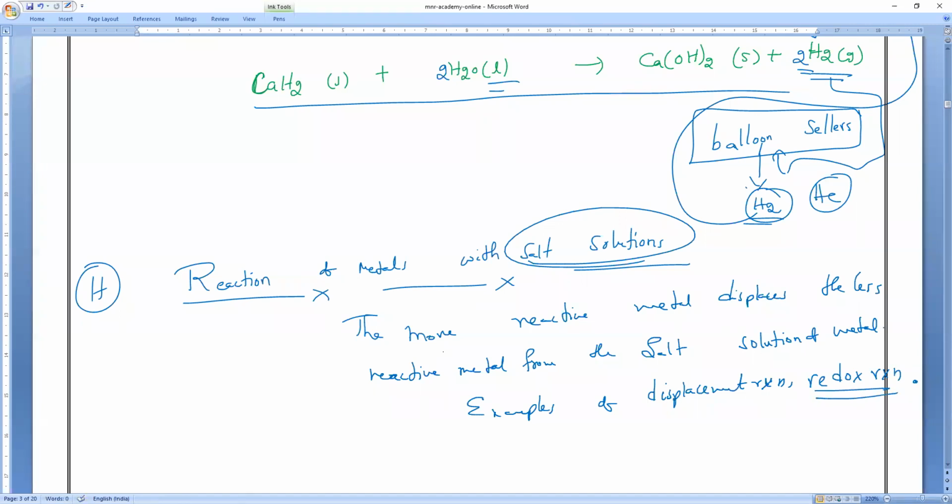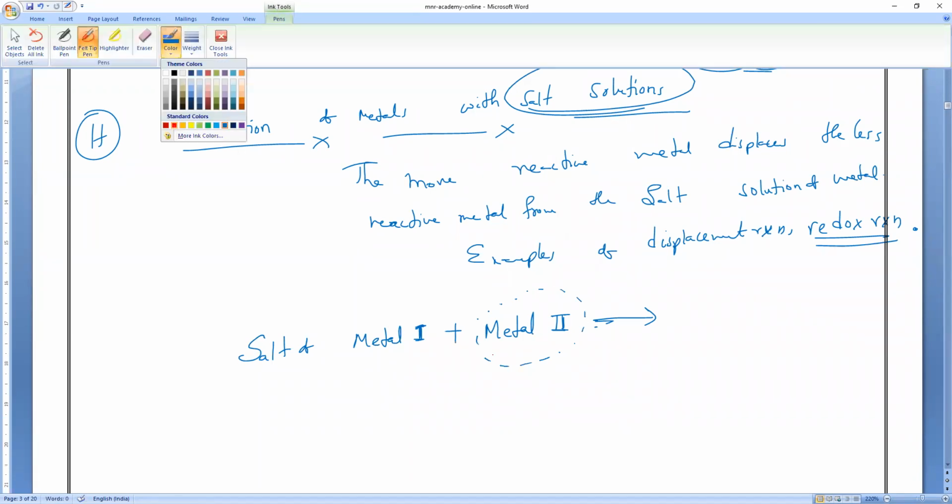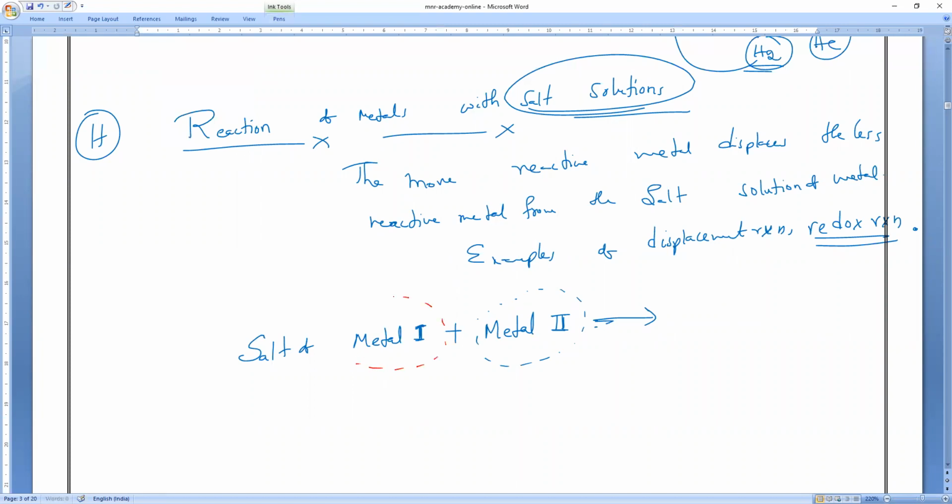Please learn it. Now salt of metal 1, with a Roman numeral, reacting with metal 2. Metal 2 must always be more reactive than metal 1. Keep it in mind, the free metal must always be more reactive than the metal which is in the combined state. Am I right or wrong, everybody? Yes, sir. Then only the reaction will take place.